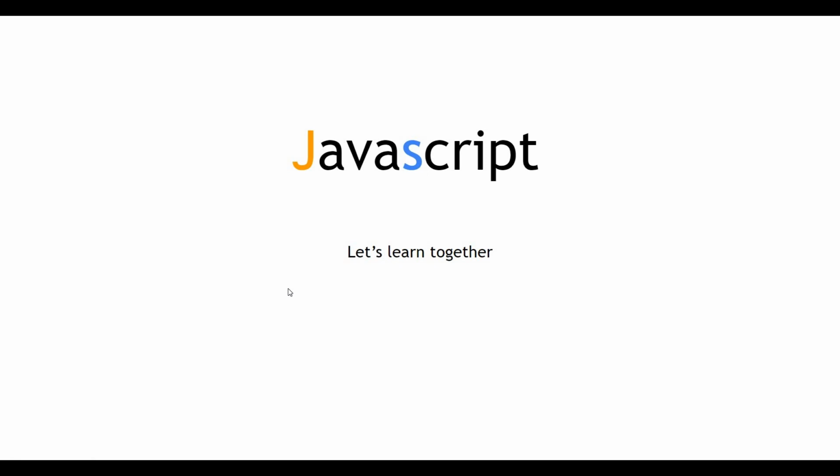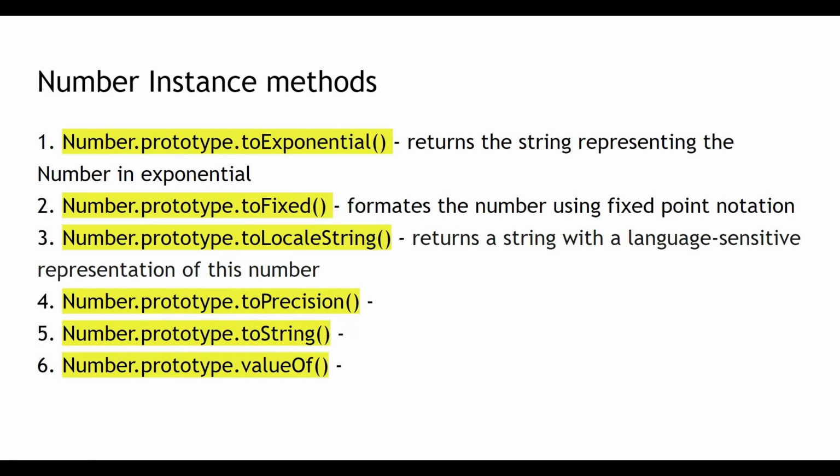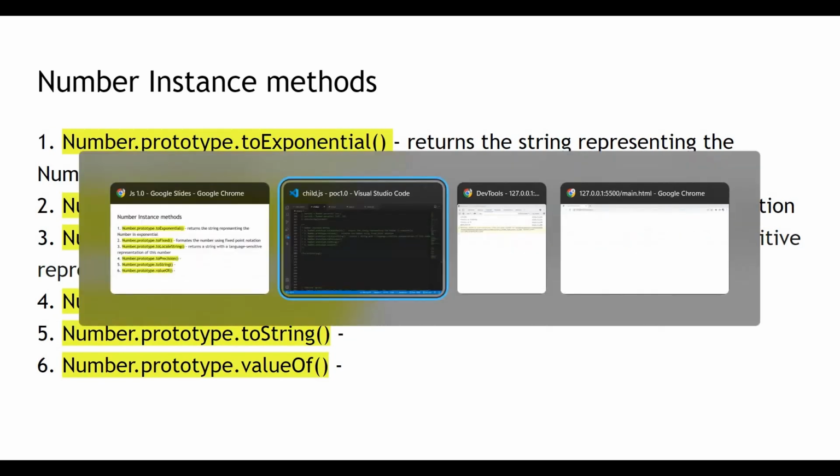As part of learning JavaScript, we are discussing number instance methods. In this video, we'll discuss the Number.prototype.toLocaleString method. So let's jump into the code.